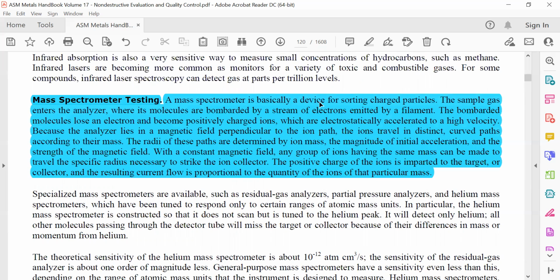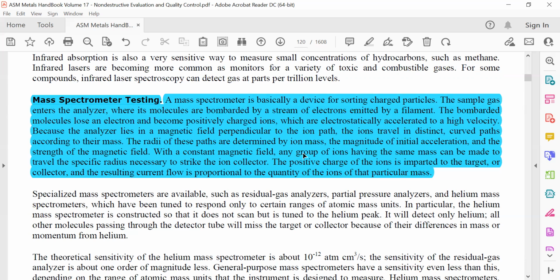A mass spectrometer is basically a device for sorting charged particles. The sample gas enters the analyzer where the molecules are bombarded by a stream of electrons emitted by a filament. The bombarded molecules lose an electron and become positively charged ions, which are electrostatically accelerated to a high velocity because of the analyzer lies in the magnetic field perpendicular to the ion path. The ions travel in distinct curved paths according to their mass. The radii of these paths are determined by ion mass, the magnitude of initial acceleration, and the strength of magnetic field.